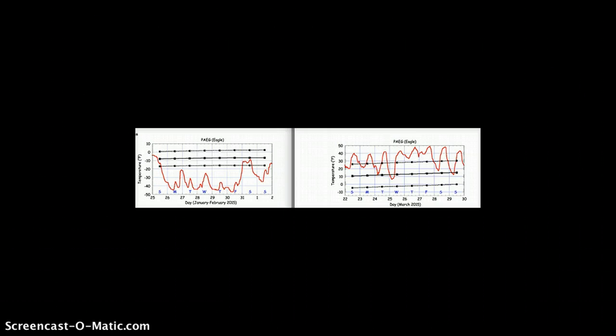You can see in the figures of January and February and the figure of March, there are temperature variations during the night and day. The maximum temperature for January 25th through the 31st is -4 degrees Fahrenheit, and the minimum temperature was -44 degrees Fahrenheit for January 25th through the 31st.